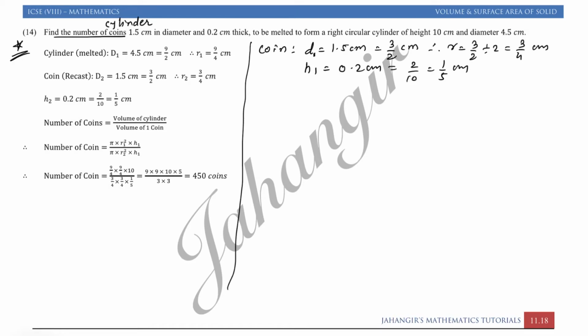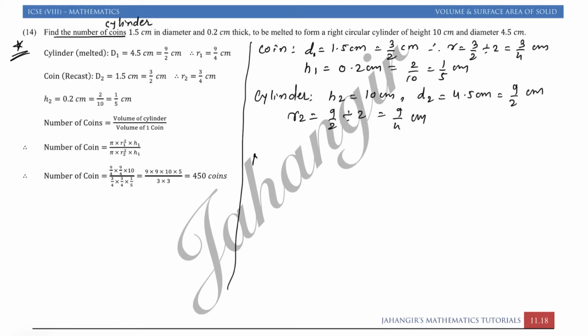Now this coin is made by melting the cylinder, right, circular cylinder whose height, its height 2 is 10 centimeter and diameter 2 is 4.5 centimeter. 4.5 centimeter you can write 9/2 centimeter. So its radius 2 will become 9/2 divided by 2, that is 9/4 centimeter. Okay, this much.